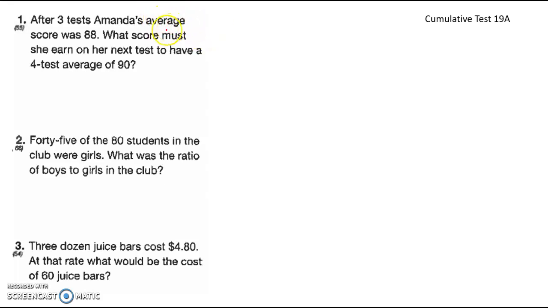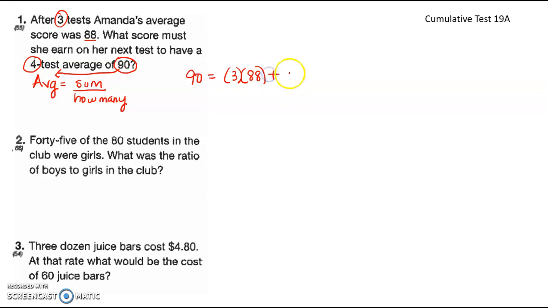Okay. Number one, after three tests, Amanda's average score was 88. What score must she earn on her fourth test to average 90? So we always start with our formula for average, which is equal to the sum over how many. I want my average to be 90. So I have 90 is equal to, the sum is going to be 3 times 88 plus x, I don't know what that fourth test is going to be, over 4.